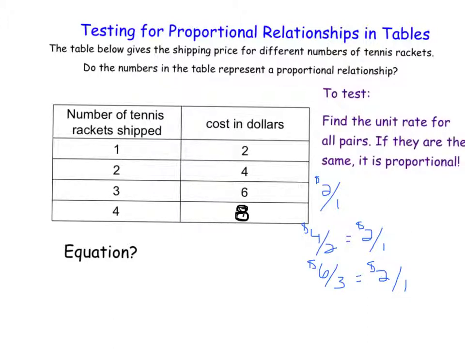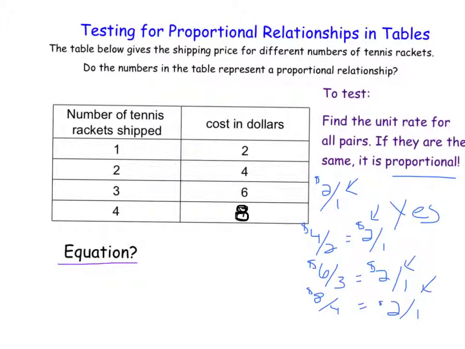And the last, and I believe there is a typo on your sheet, 8 for 4. $8 for 4 tennis rackets also simplifies to $2 per one tennis racket. So it is proportional. Yes, it is proportional because all of the unit rates for each of the pairs is the same at $2 per one.